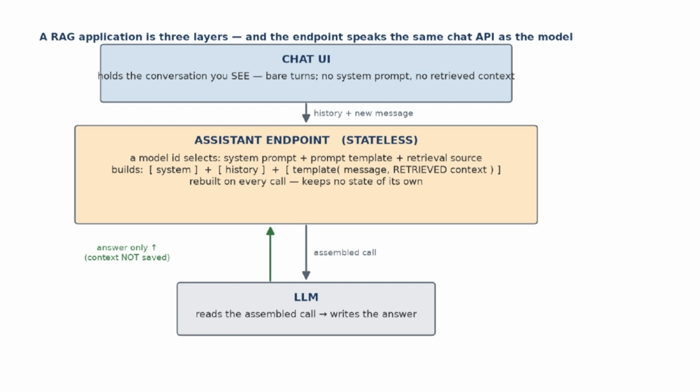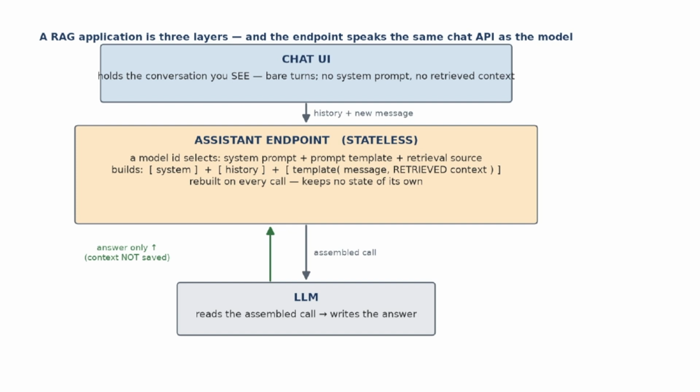Before we watch, fix the shape of the software you are building, because everything in this lesson sits inside it. A retrieval application is 3 layers. At the top, a chat interface. It holds the conversation you can see, your turns and the assistant's replies, and nothing more. At the bottom, the language model. Between them is the layer that does the work, the assistant endpoint.